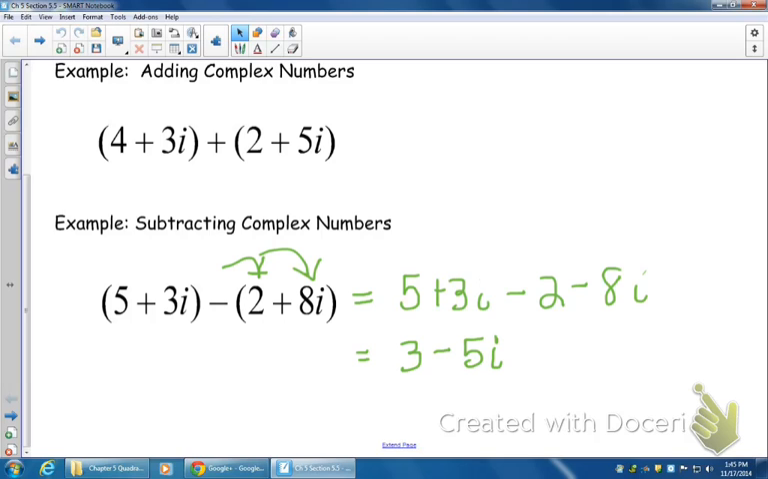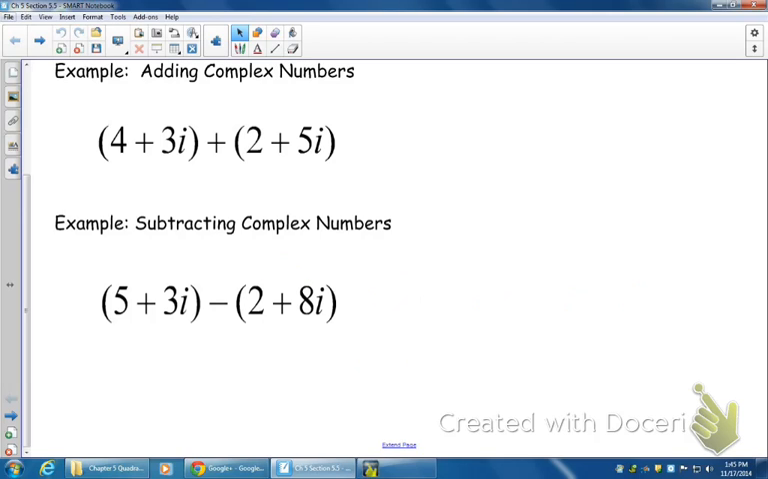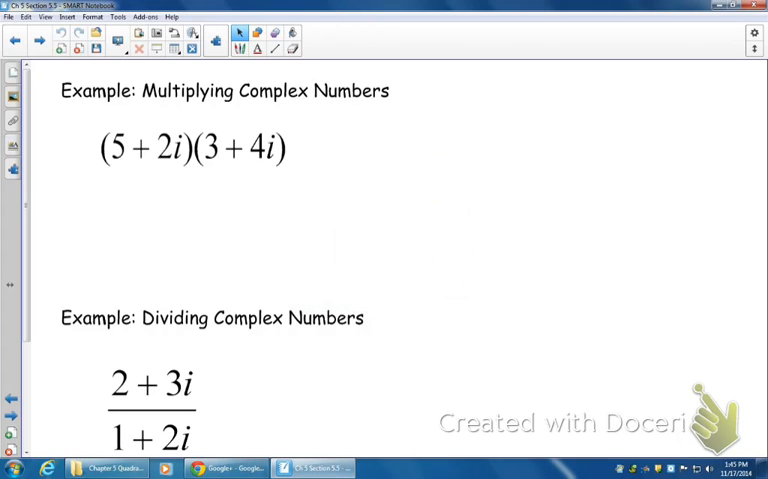So that's it with adding and subtracting. Now let's look at multiplying and dividing. The next page. Okay, you're going to FOIL like normal FOIL. So we have 5 times 3, 5 times 4i, 2i times 3, 2i times 4i, so 8i squared.